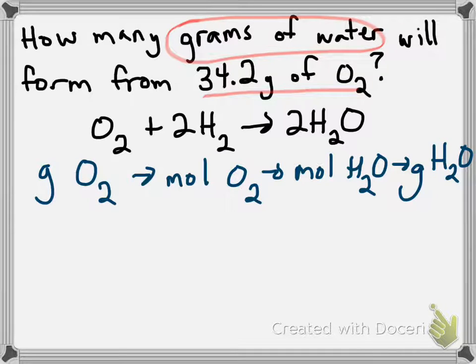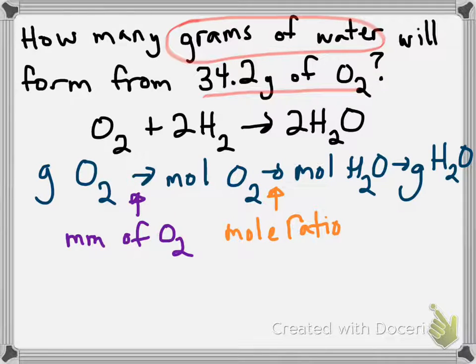Each of these steps has a different conversion factor that we'll need to use. So to convert from grams of oxygen into moles of oxygen, I'm going to need to figure out my molar mass of oxygen. To convert from moles of oxygen into moles of water, I'm going to need my mole ratio. And to convert from moles of water into grams of water, I'm going to need my molar mass of water. So I need to know these three conversion factors.